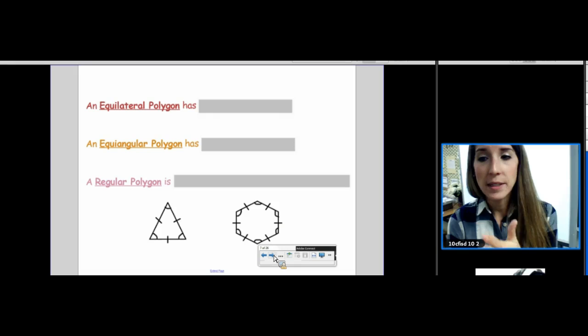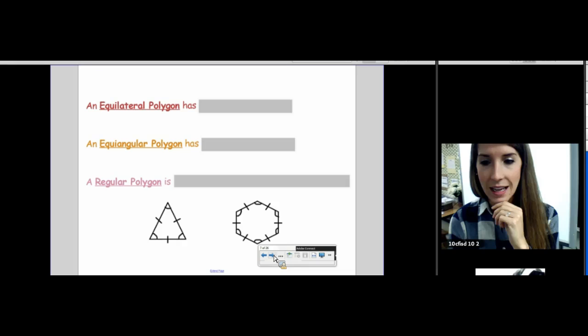I only want you to write what's in pink on this slide. You don't need to write what's in red or orange. You only need to write what is in pink, okay?